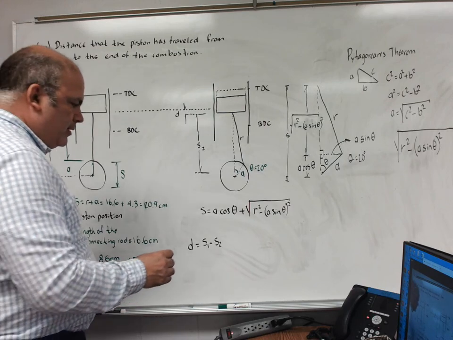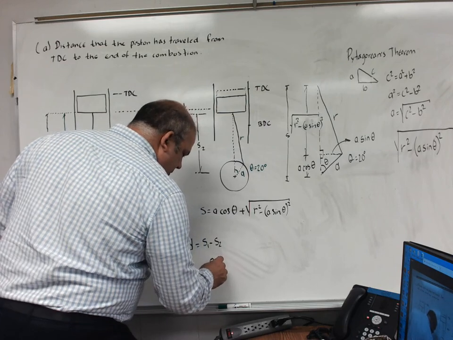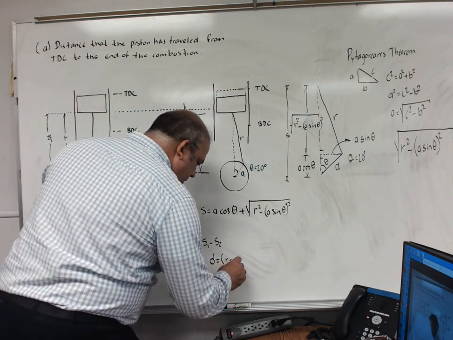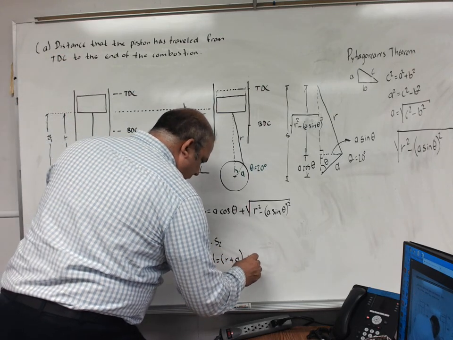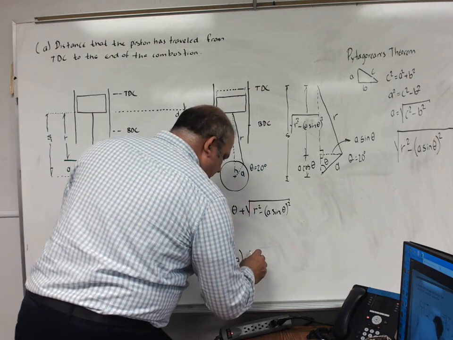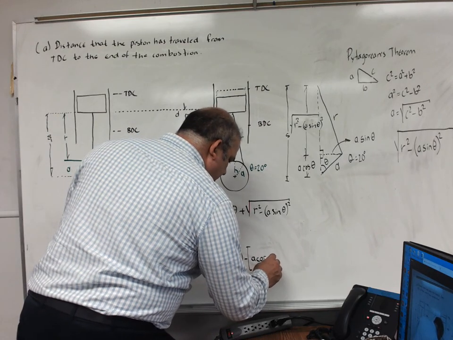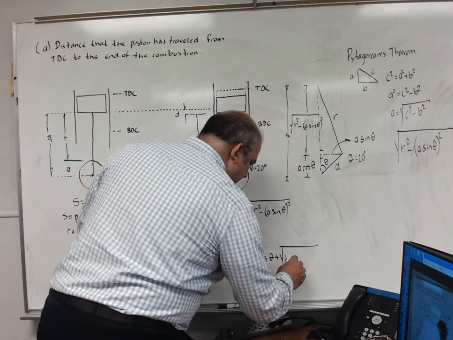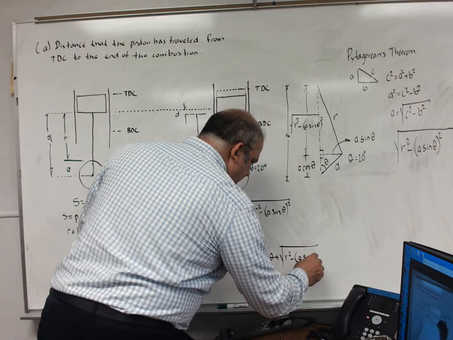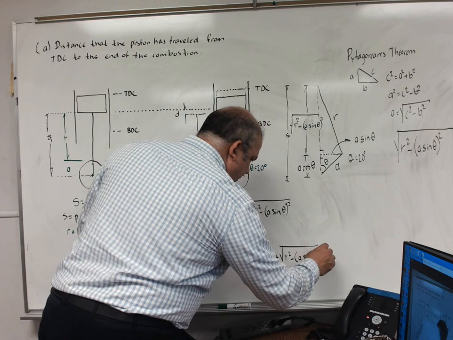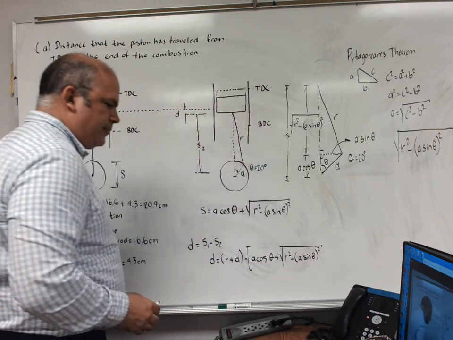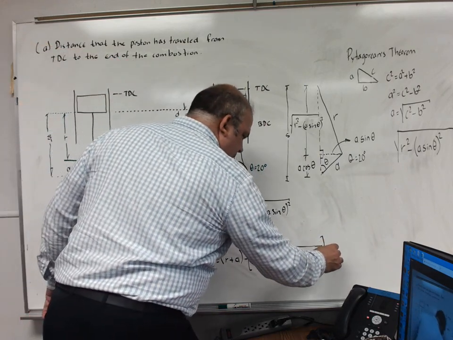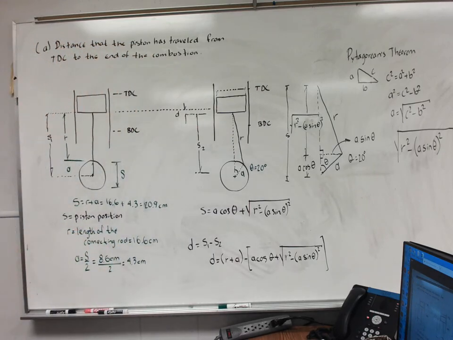Okay. So this one will be equal to S1, which is R plus A, minus all this: A cosine theta plus the square root of R squared minus A sine theta squared. This is the answer for the distance. Okay.